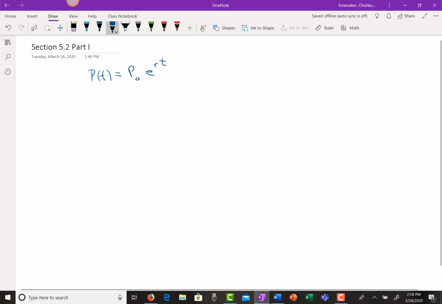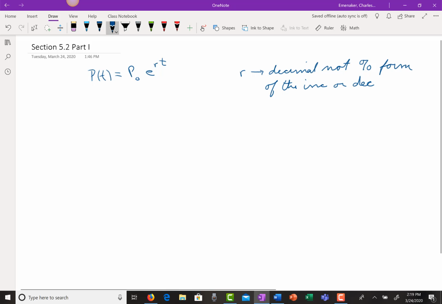E to the R. R is the rate at which things are increasing or decreasing. Now, one of the things that you need to be very, very careful or mindful of is R must be the decimal, not percent, form of the increase or decrease. Okay, so if it's given to you as a percentage, you need to be careful to convert it back to a decimal before using it.